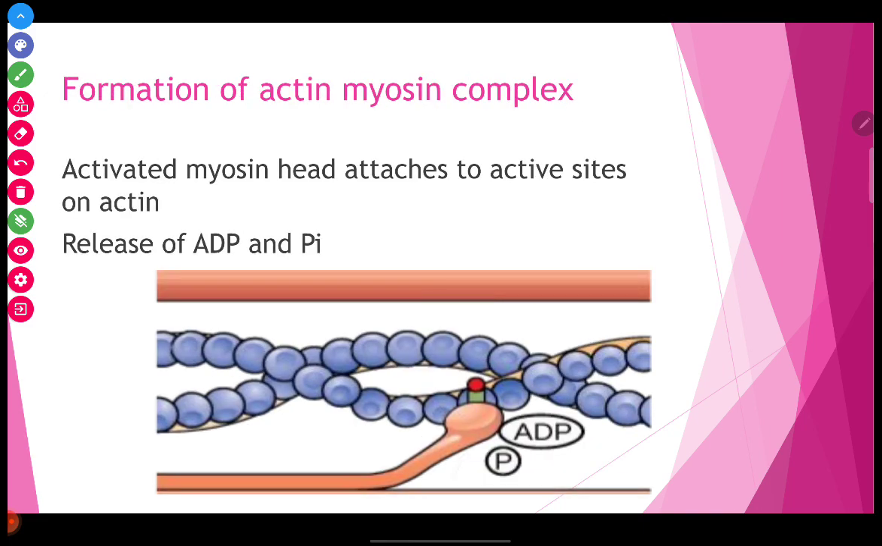Now the second step is formation of the actin-myosin complex. In the previous step, as I already mentioned, the active site on the actin is exposed and the myosin head has come into an active state. It is also known as the cocked state. Now the second step is nothing but the formation of the actin-myosin complex. So this activated myosin head attaches to the active site of actin, and due to its attachment to the active site, there is a release of the ADP and phosphate which was formed in the first step.